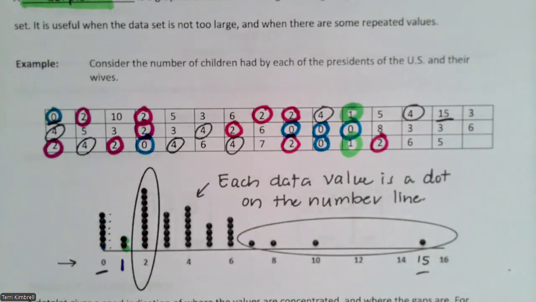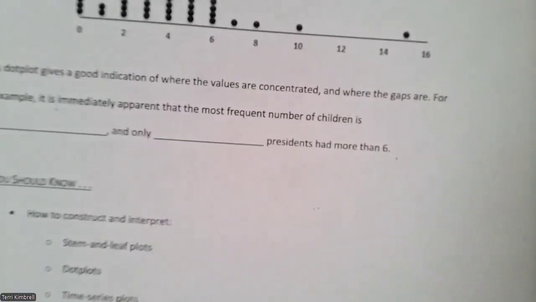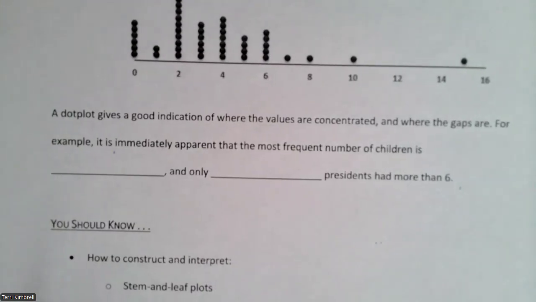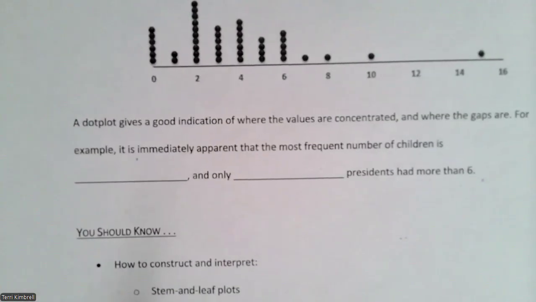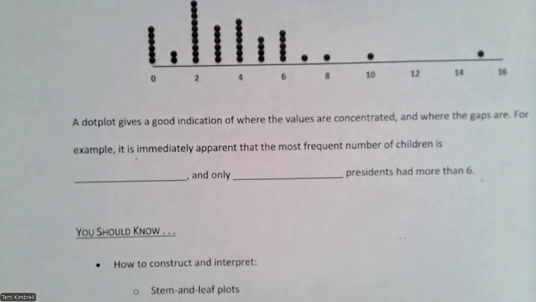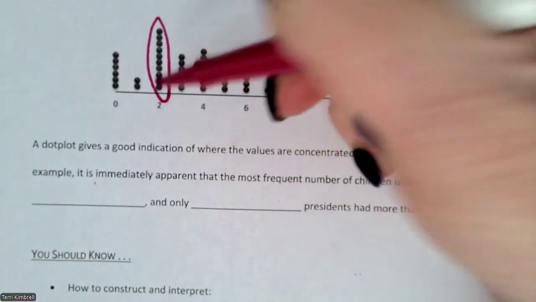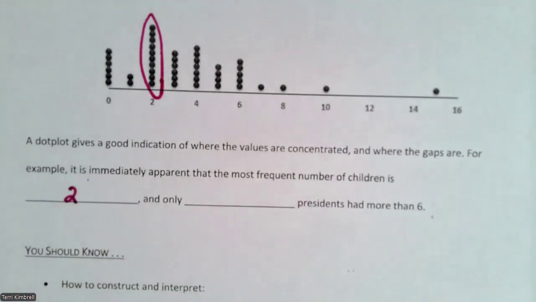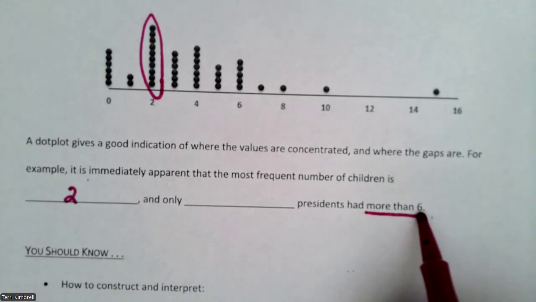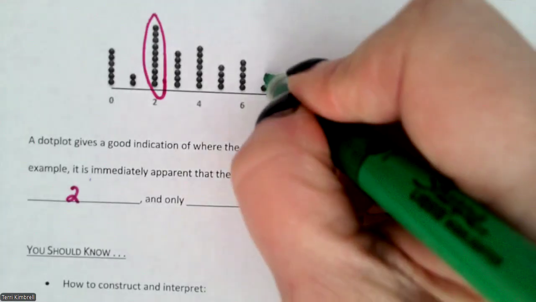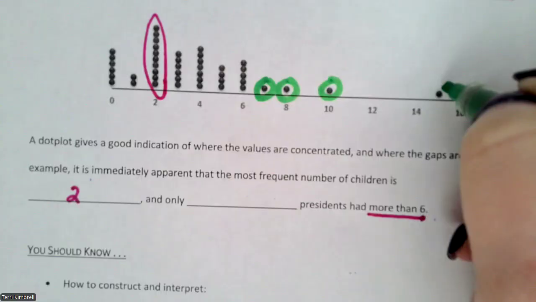Now, what you need to try to answer with me is, a dot plot gives a good indication of where the values are concentrated and where the gaps are. For example, it is immediately apparent that the most frequent number of children is... So you can see right here, that's the tallest. So that would be 2. And more than 6. So we would count for those that had more than 6 would be 1, 2, 3, 4.